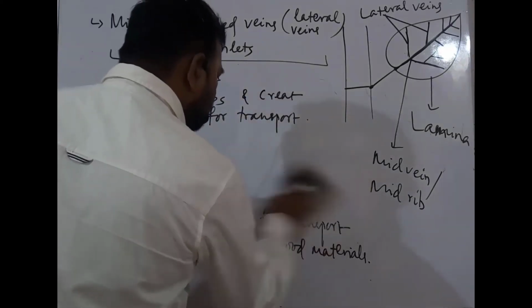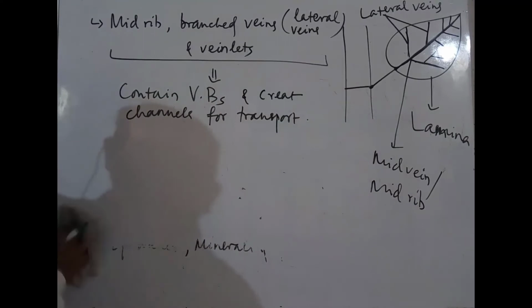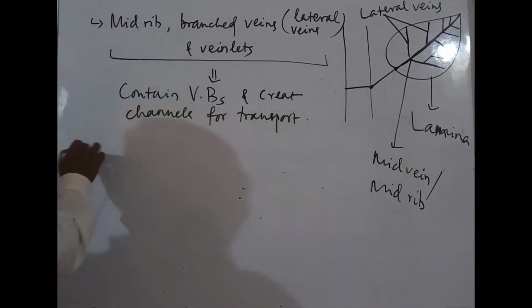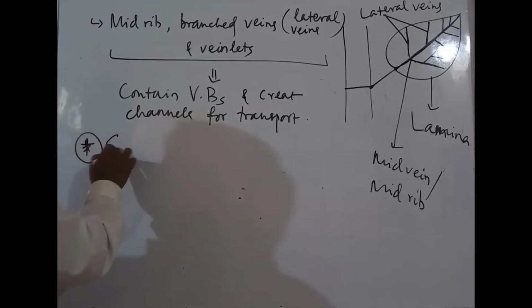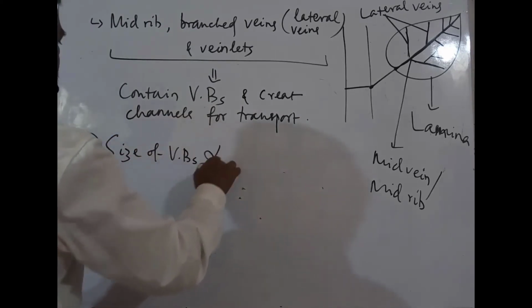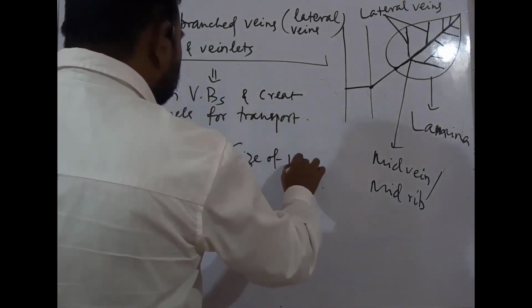This is a very important point. Must note it down. Size of vascular bundles directly proportional to size of veins.